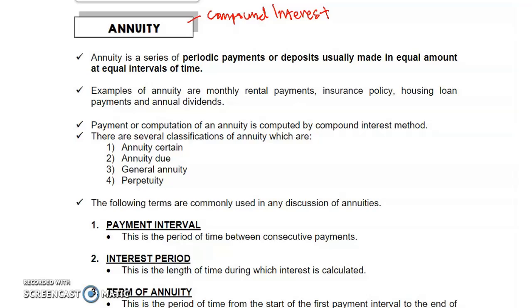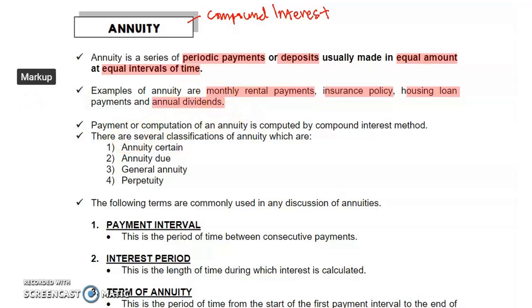Now let's look at what is meant by annuity. What is the concept of annuity? An annuity is a series of periodic payments or deposits usually made in equal amounts at equal intervals of time. So what is meant by equal amount at equal intervals of time? Examples of annuity are monthly rental payments, insurance policy, housing loan, and annual dividends.